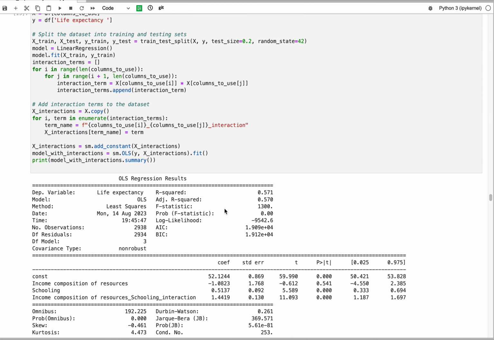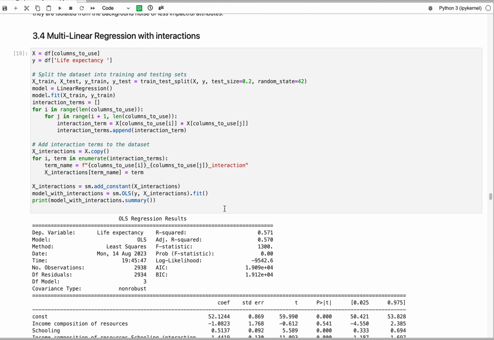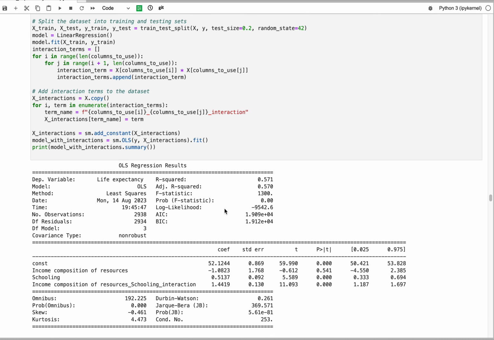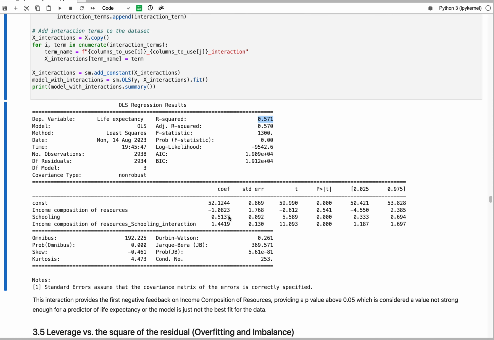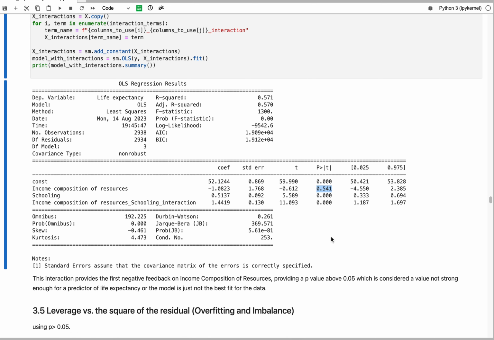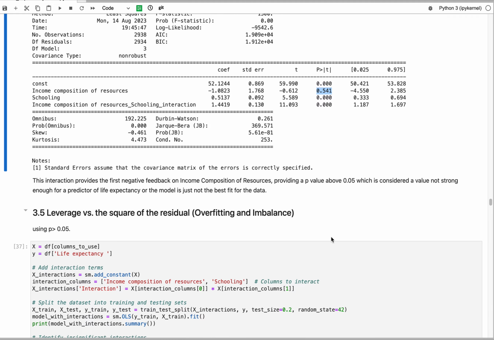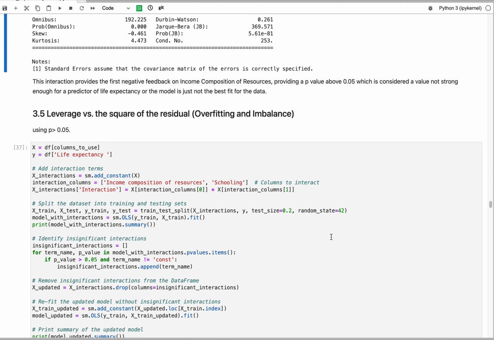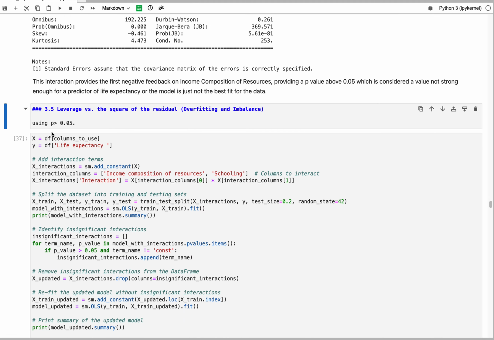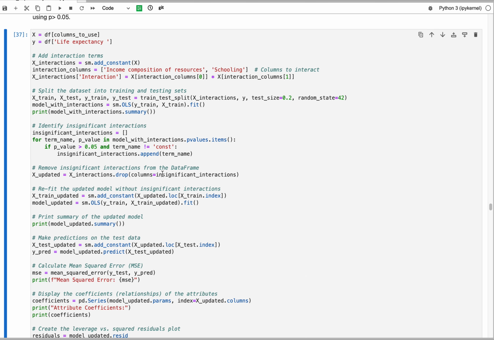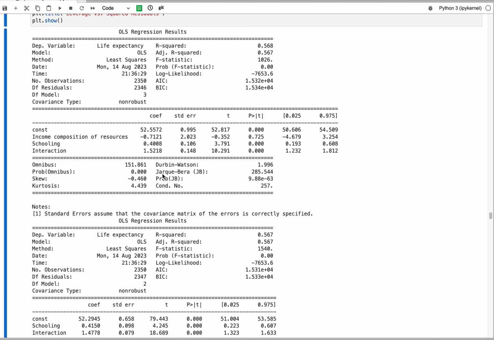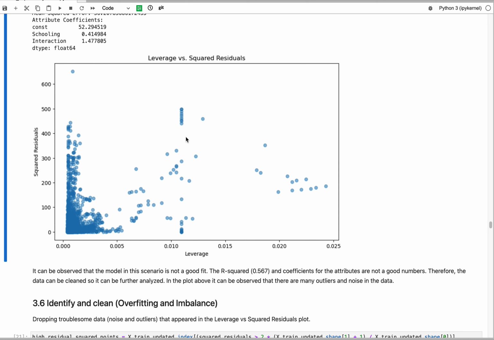Multilinear for the interactions. Here I did the interaction. That was my first negative feedback. The R squared is low, the income is bad, and the P is also a large value, which suggests that income might not have a strong correlation. Then here I plot the leverage versus squared residual using P greater than 0.05. Here we can see a lot of noise in the data and outliers.